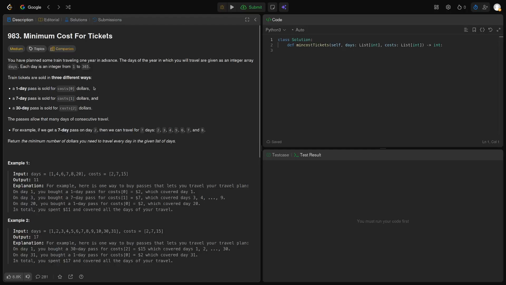Today we are doing problem 983, Minimum Cost For Tickets. You have planned some traveling one year in advance. The days are each day 1 through 365. We can buy 1-day, 7-day, or 30-day passes, and we can travel. We want the minimum dollars.